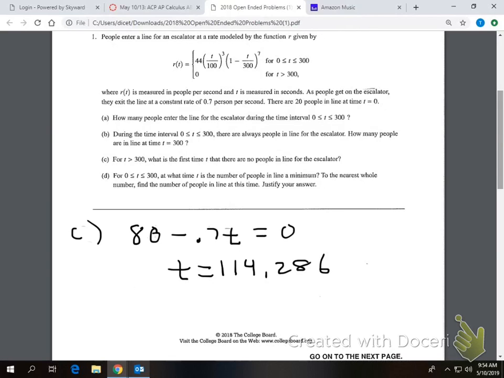All right. That's occurring. That's how many seconds after how many seconds? After the first 300 seconds, this is occurring. This 80 came from the first 300 minus this to get there. So our total is at 300 seconds plus that. So the answer is 414.286 seconds.